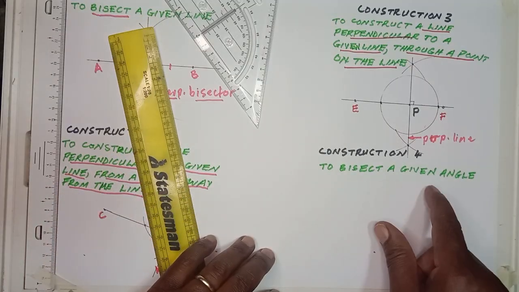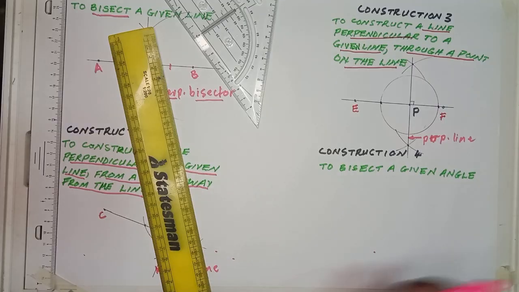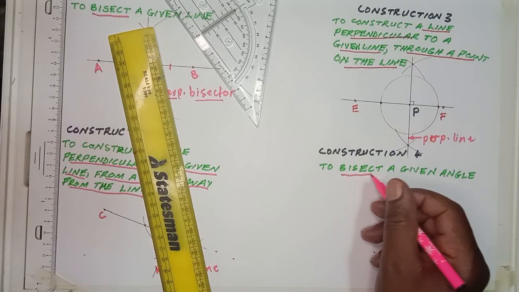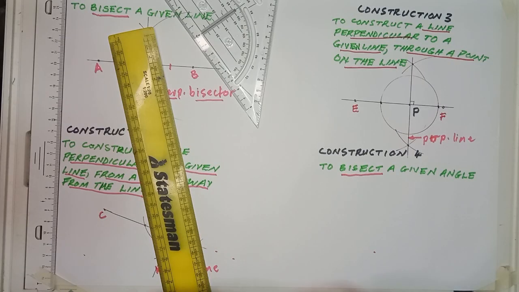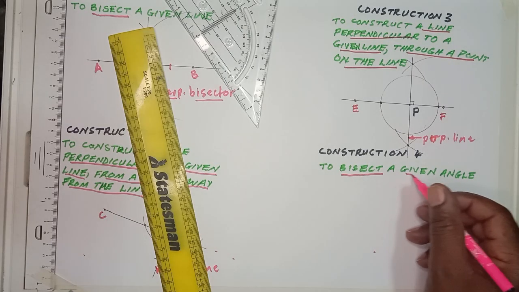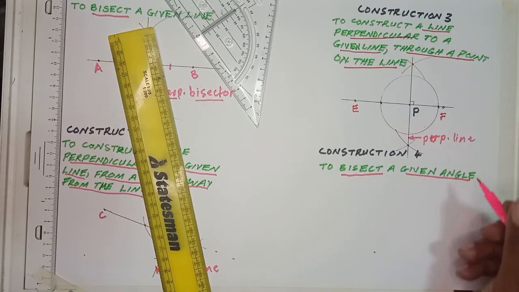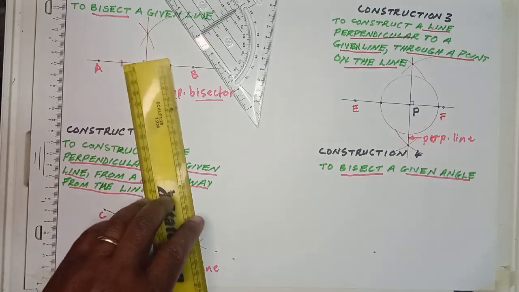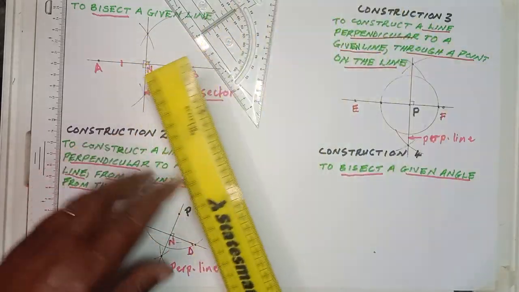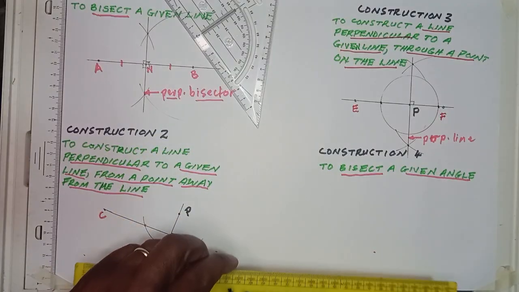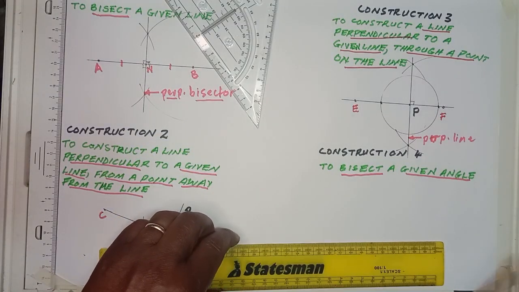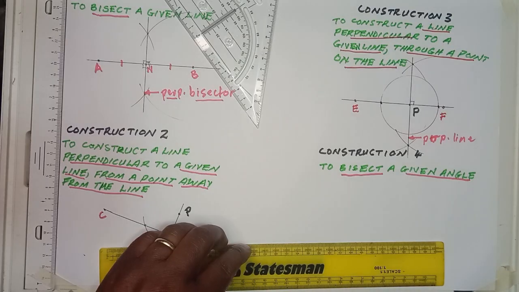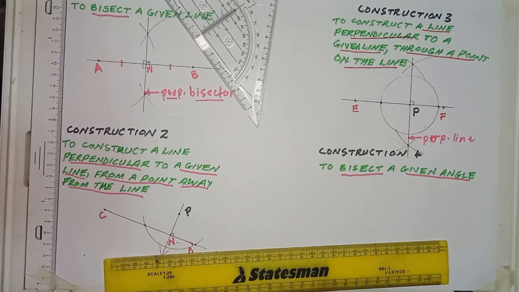It says to bisect a given angle. Remember, to bisect is to divide into two equal parts. If you are given any angle, it doesn't matter how big it is, you can divide it into two equal angles without using a protractor. So let me draw two lines. Remember, an angle is a space that is created by two lines that are intersecting with each other.